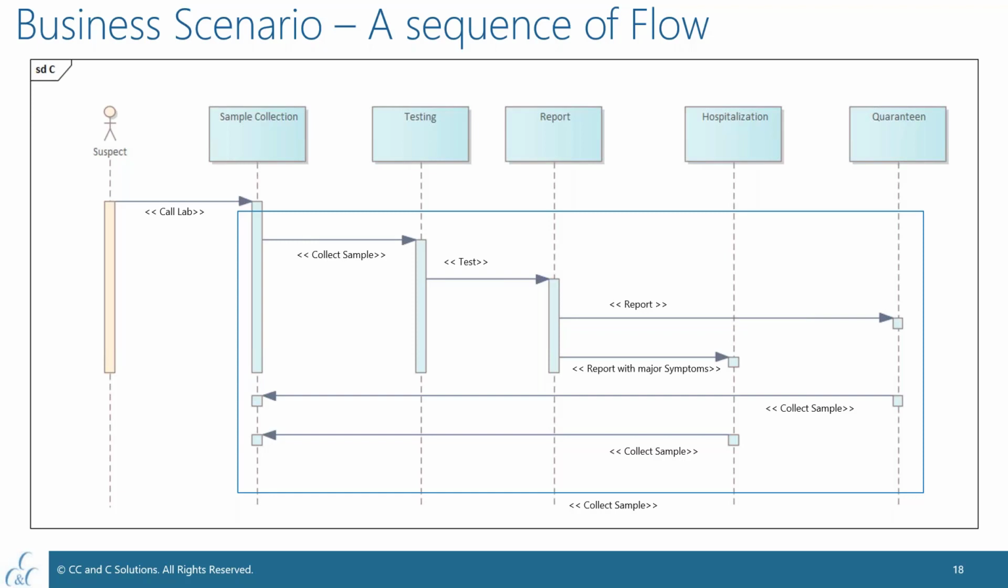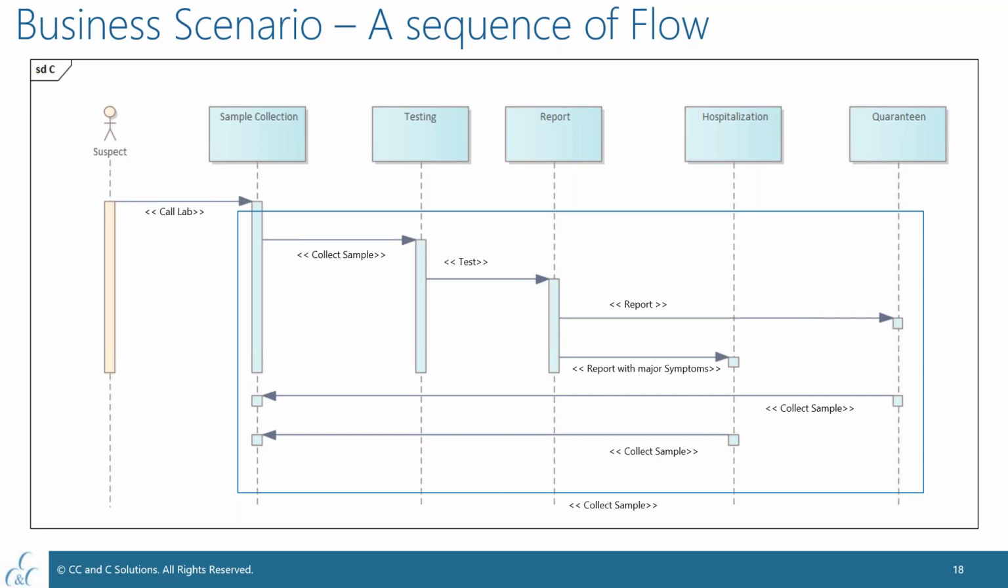And here we have taken a very simple COVID example. A suspect, that means somebody who is thought to be an infected person. Sample gets collected, testing happens, report happens. Based on the report and his condition, either he will be hospitalized or he will be sent to quarantine. And his testing and treatment will keep iterating until the person becomes fine and the hospital and doctor say, yes, now he's clean.